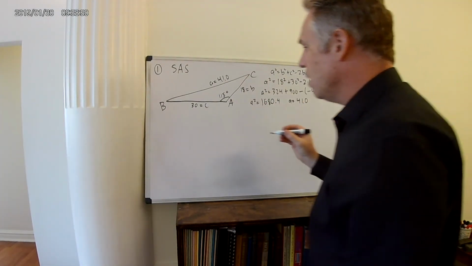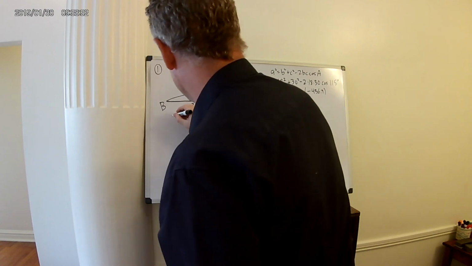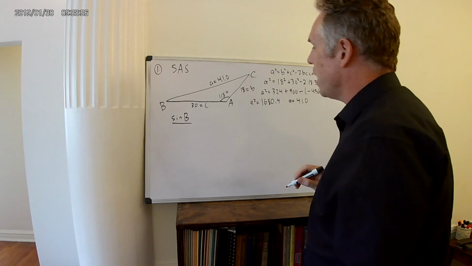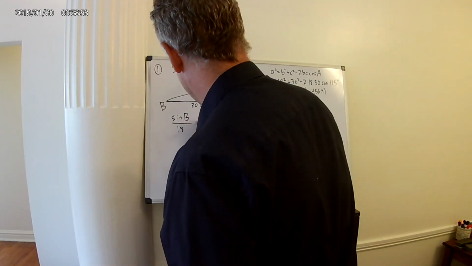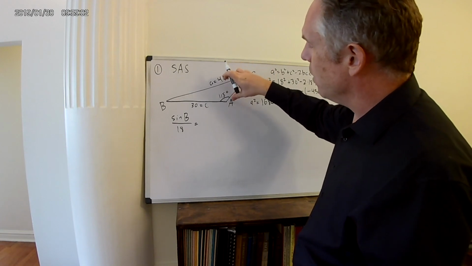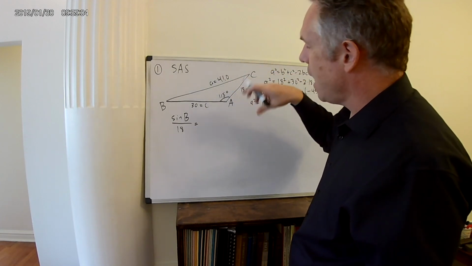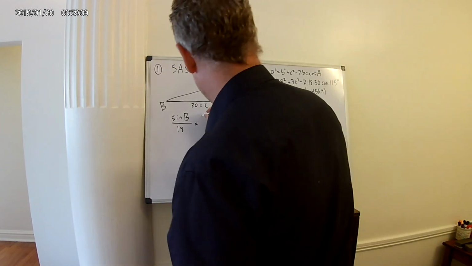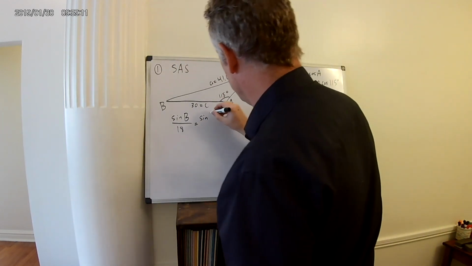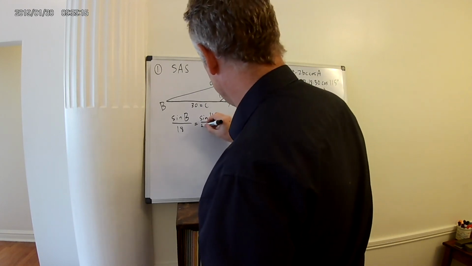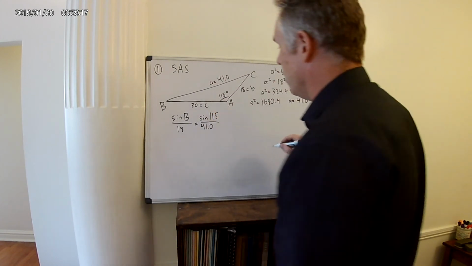B and C. So to solve for angle B, I'm going to use the law of sines, which says sine of angle B divided by the side length B, which is 18, equals, and then I'm going to use this side-angle pair of A to do this part. So now I can write sine of angle A. Well, angle A is 115, and side length A we just found is equal to 41.0.